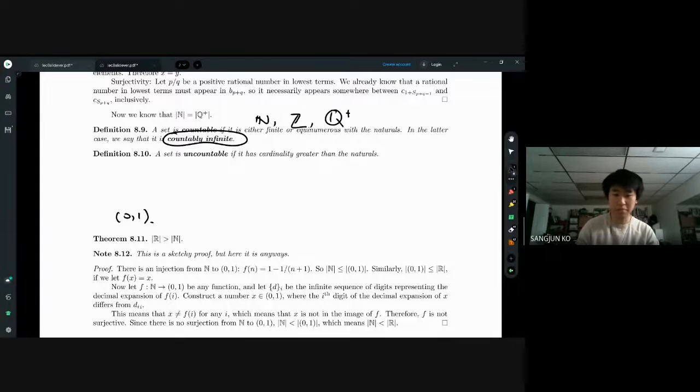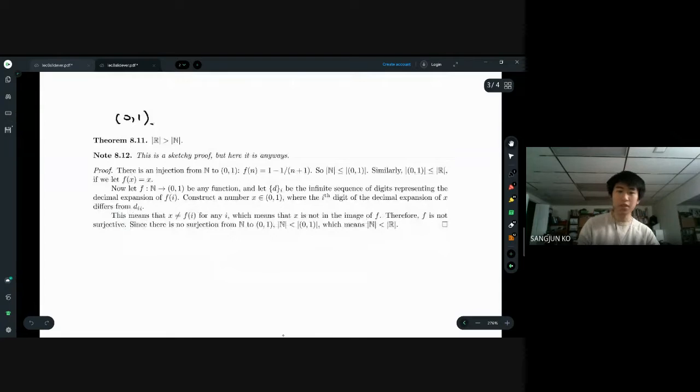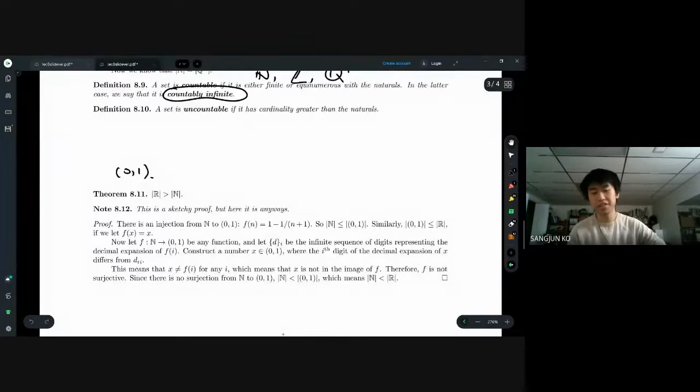I think we still have some time left over. I think this is the second to last thing we're going to do. Yeah, we're almost done. So can anyone think of a bijection between (0, 1) and R?